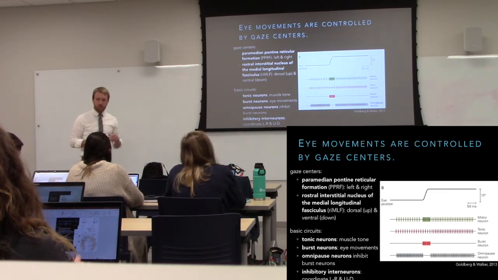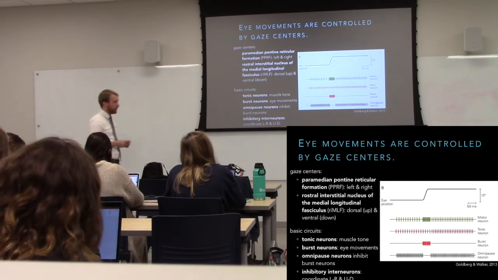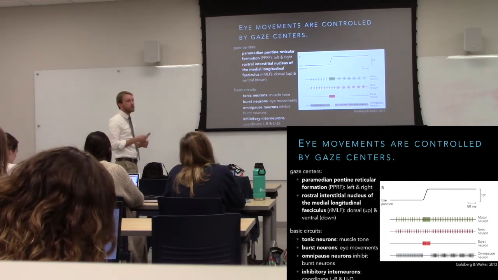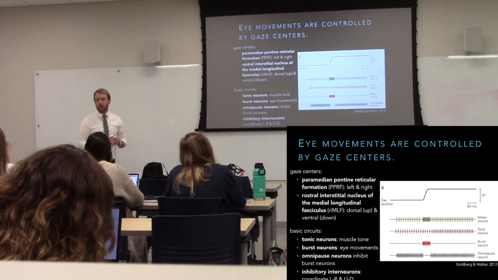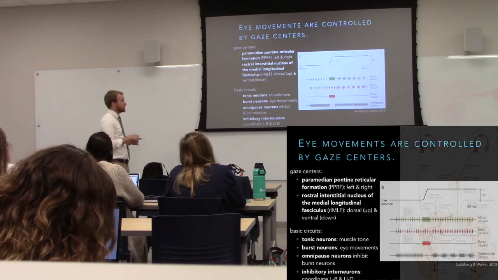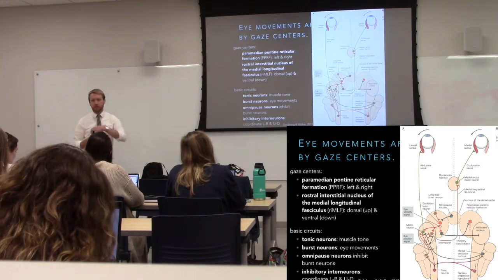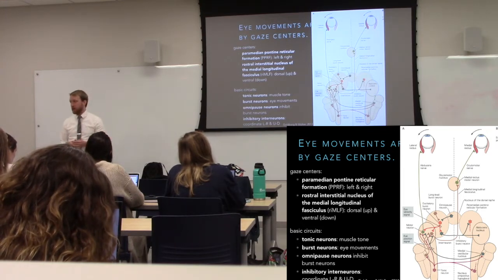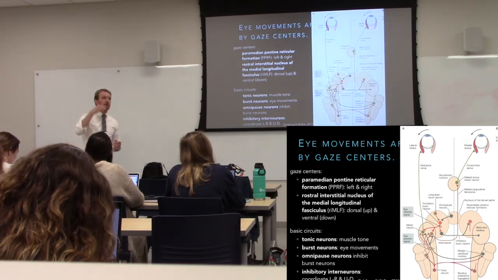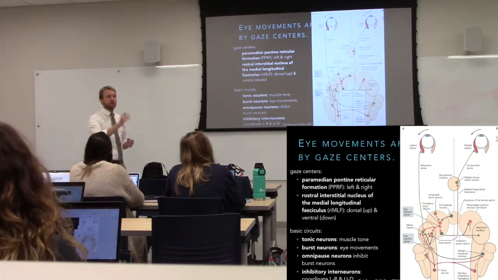So they fire a burst. When they fire a burst, motor neurons fire a burst, and our eye position changes. And of course, there's going to be some inhibitory interneurons linking together our two gaze centers. If you're trying to look left, don't try to look right. If you're trying to look up, don't try to look down. So these two sides will inhibit each other.